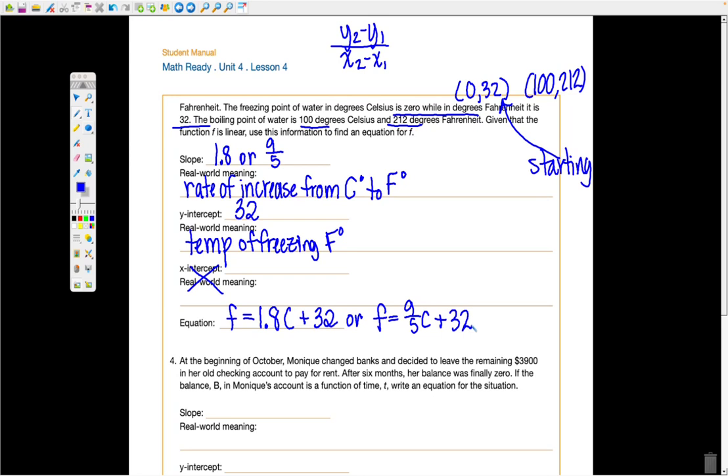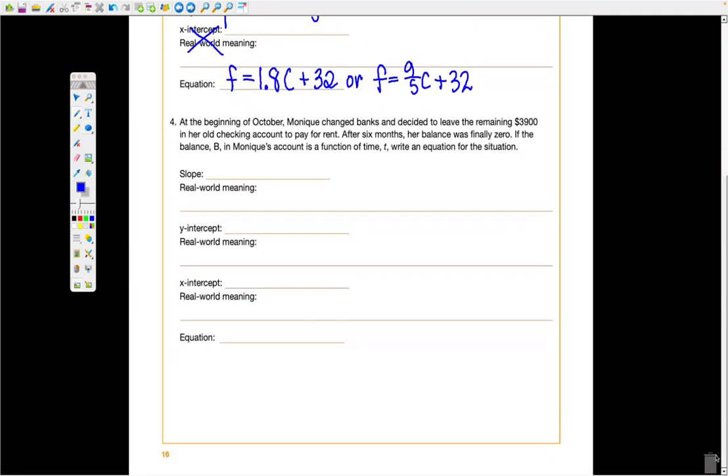And now let's do the last one together before I let you do the others on your own. Number 4, at the beginning of October, Monique changed bank accounts and decided to leave the remaining $3,900 in her old checking account to pay for rent. So after 6 months, her balance was finally zero. If the balance B in her account is a function of time t, write an equation for the situation. All right, I want you to think about this for a second, and I'm just going to write the keywords down here while you think.